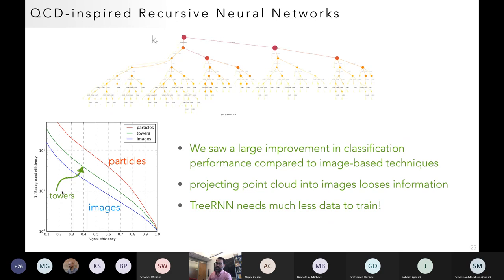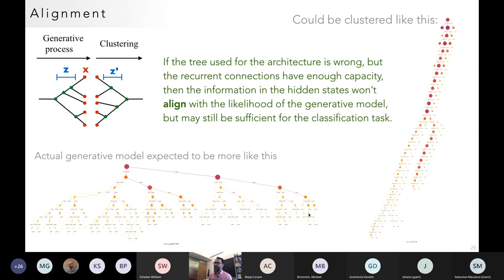This has been some time, but what we saw is that compared to images, if you used particles, it worked significantly better. This is like a ROC curve, but plotted in a kind of unusual way that particle physicists like to do, where for the false positive rate, you actually plot one over the false positive rate. It's equivalent, just plotted in a different way, but up and to the right is better. And these kinds of neural networks also needed much less data to train.